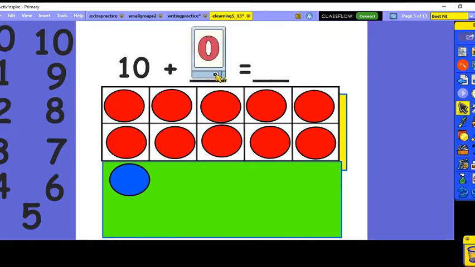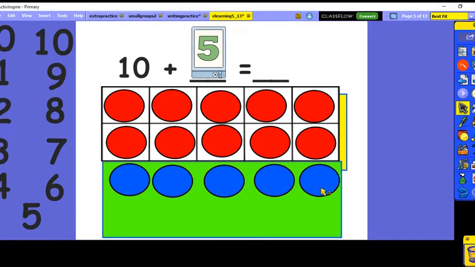One more. 10 and 5. 10 plus 5. 10, 11, 12, 13, 14, 15. So what is this one? 10 plus 5. This 1 stands for all of the 10 red counters in the 10 frame. 10 and 5 more is 15, and our numeral for 15 is 1 and 5. 1 with a 5.